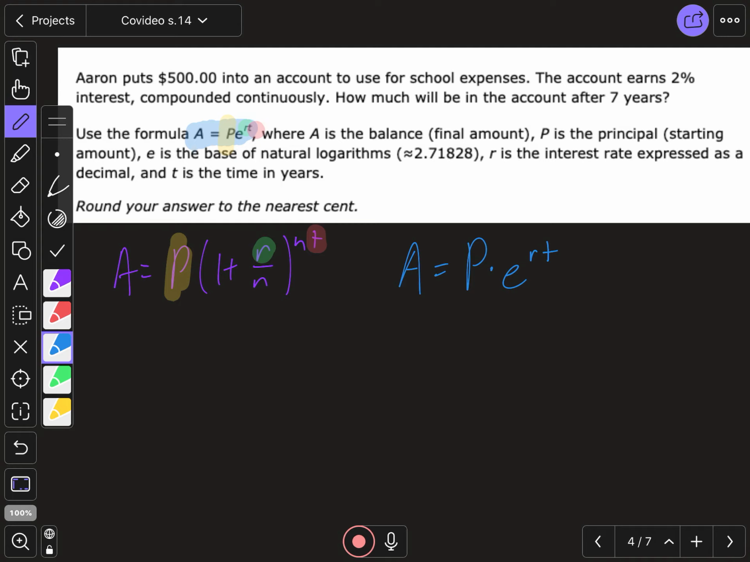And so P is still the principal, r is still the rate, and we need to turn that into a decimal, and t is still the time in years. So as we look at this problem, we'll notice it's going to give us some pretty similar information.